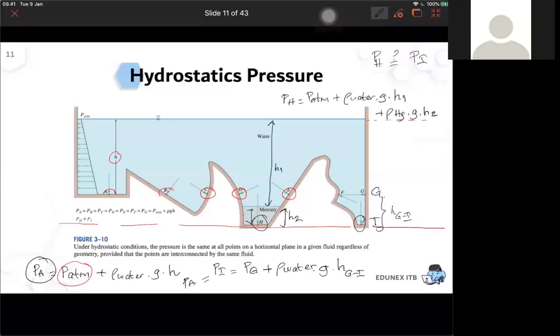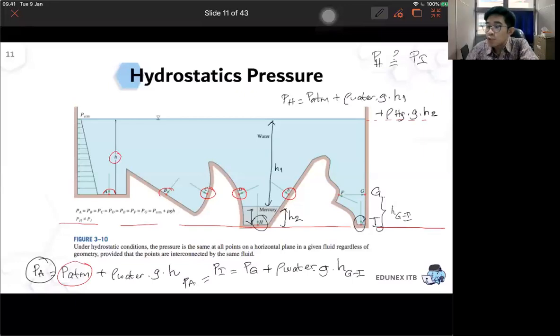Jelas, sir. Okay. So, to conclude this phenomenon, as long as you have 2 points, like A and B or others, and these 2 points are in the same position compared to some baseline, you can take the surface as the baseline or the down line as the baseline. Then, if the position is the same and it is in the same liquid or the same fluid between these 2 positions, then the pressure at these 2 positions will be the same.